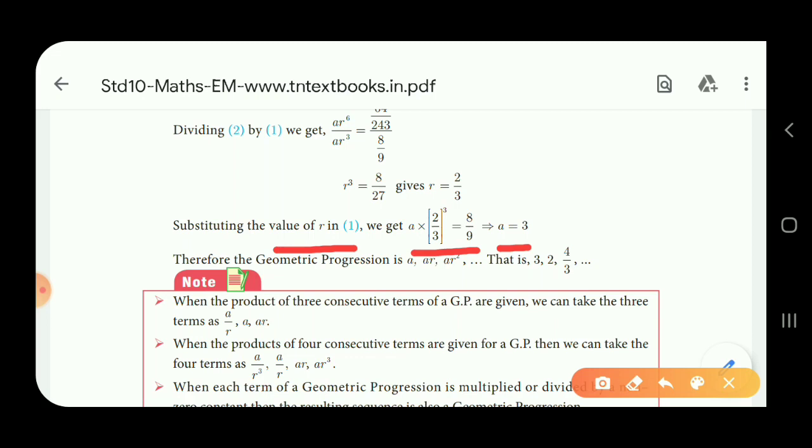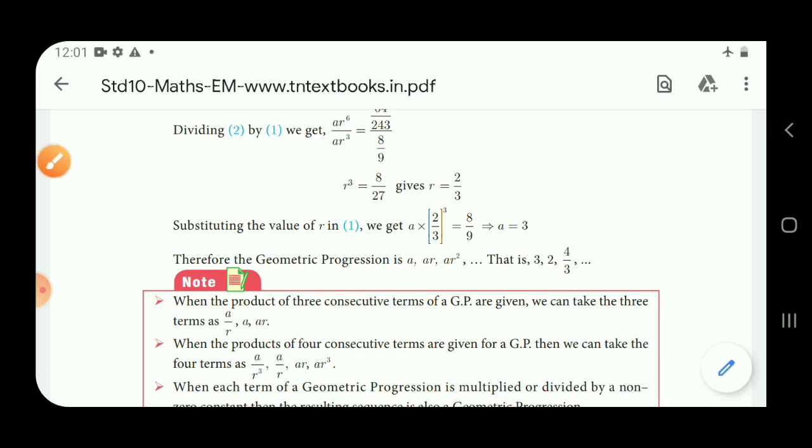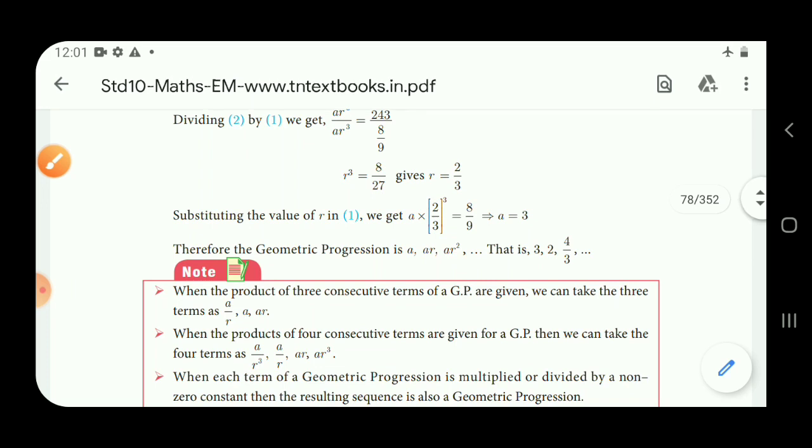Therefore the geometric progression is a, ar, ar square, where a is 3 and r is 2 by 3. So a into r, with r value 2 by 3, cancel means 2, and the next one ar square, with a value 3 and r value 2 by 3 whole square, you get the value 4 by 3. So likewise you get 3, 2, 4 by 3.